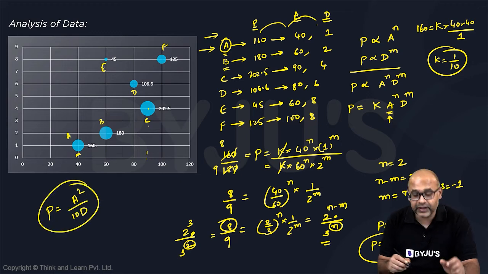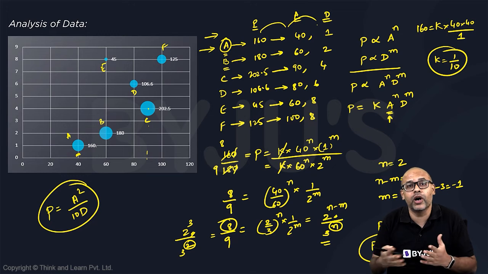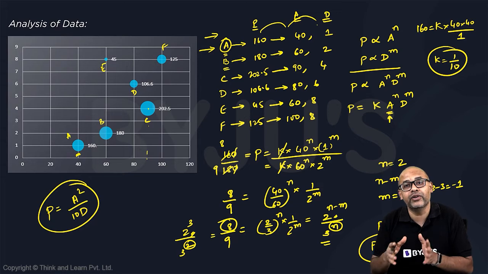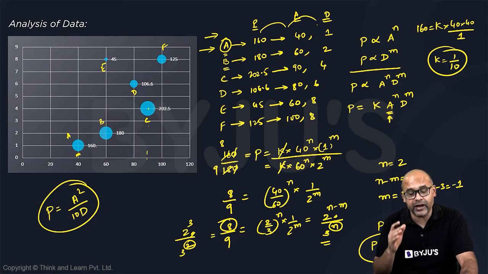Till this point, there is hardly any DI actually. It's mostly maths, quant, right? So if you're comfortable in ratios, proportionality, variations kind of topics, this would have been a walk in the park for you. Now let's go ahead and solve the questions. So the formula is P equals a square by 10d.